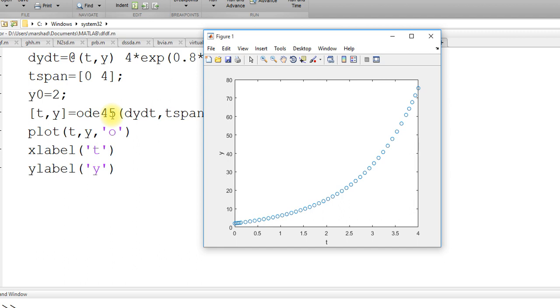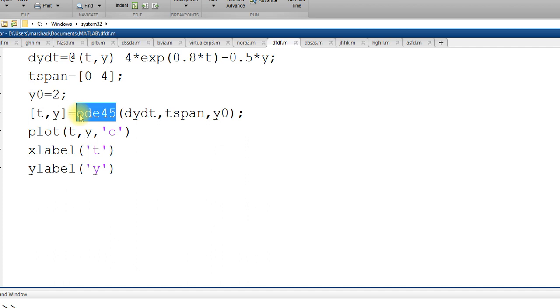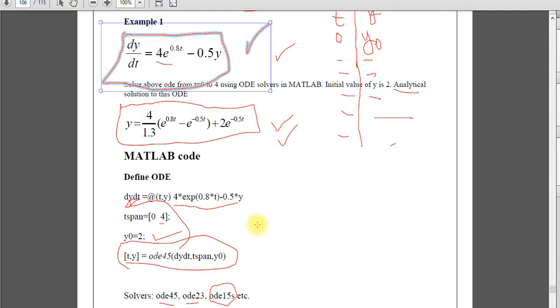For any numerical work, you don't know how correct or accurate it is, because ODE45 is also a black box for us. How it is solving, we don't know. So we always like to compare the numerical result with the analytical result, the exact solution. We have t already, and in this example the exact solution is y equals 4 over 1.3, this. So we can compare this in the plot.